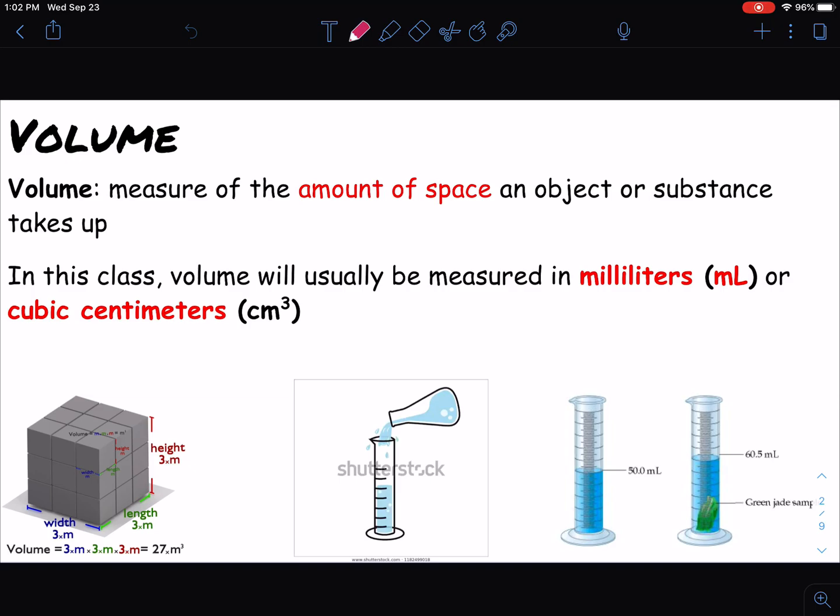In this class, the two most common ways we're going to be measuring matter will be using milliliters and cubic centimeters, with the more common of the two being milliliters, because that's how we're going to measure with graduated cylinders. And down below you see the three pictures, which is showing you how we're going to do the three different measuring styles, which will be of cubical objects, liquids, and oddly shaped objects.